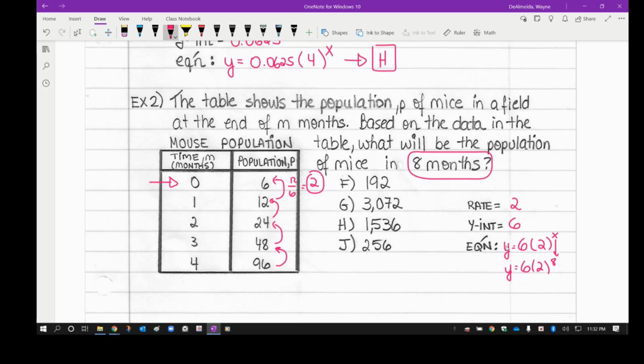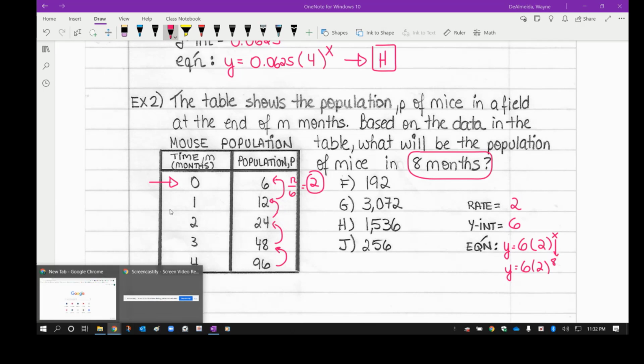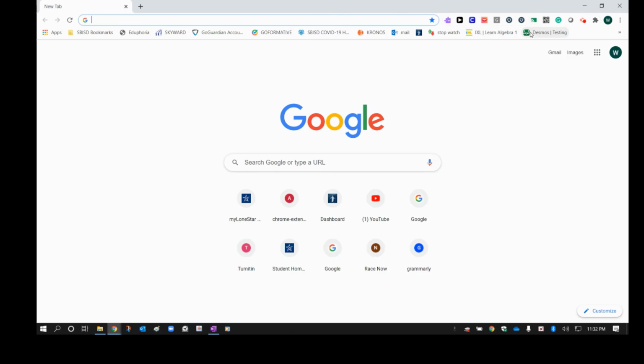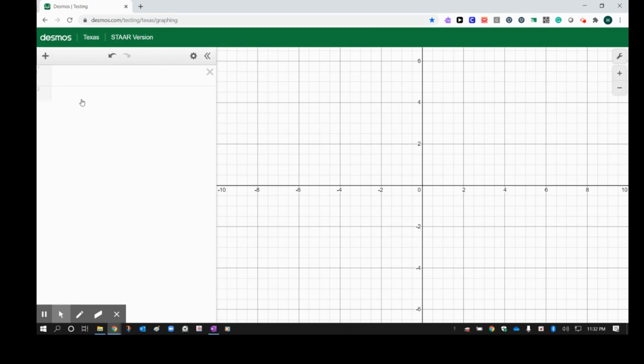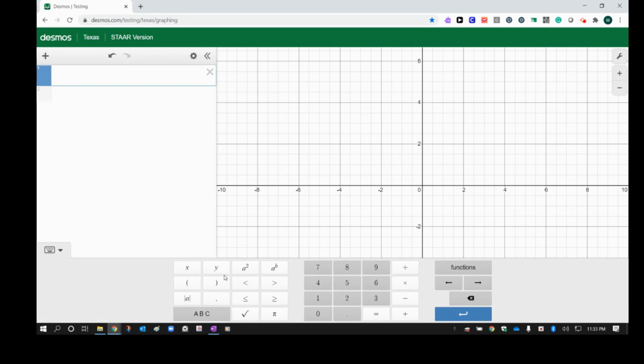Now we're going to use a calculator. So let's open our calculator. And I'm going to open my Desmos calculator. And remember, we're going to write y equals 6, parentheses 2, parentheses. Then you click this button here, which is raised to. We're going to raise to the 8th, and we get the answer 1536.